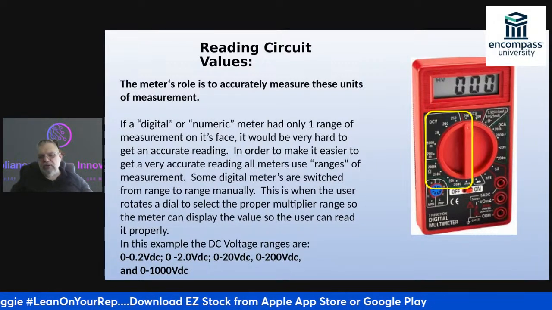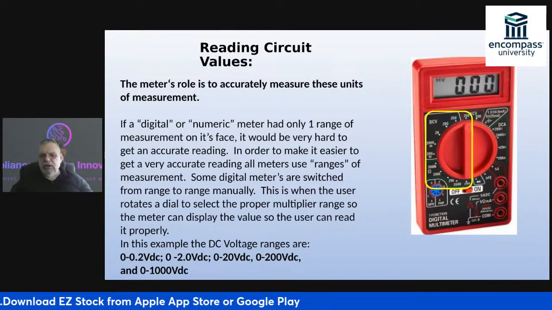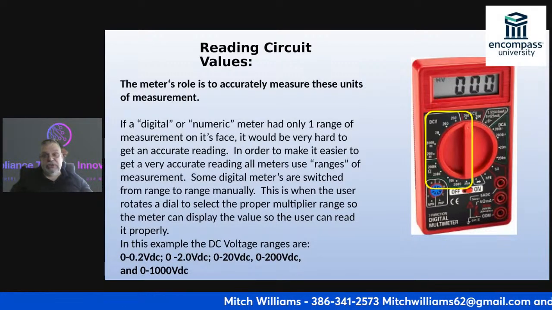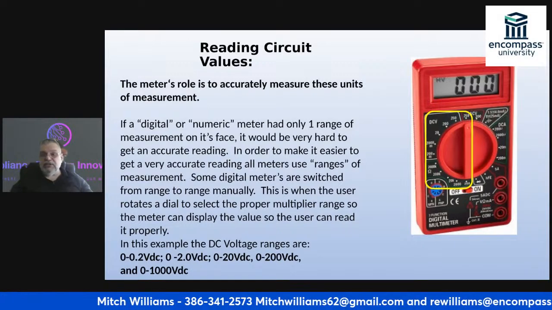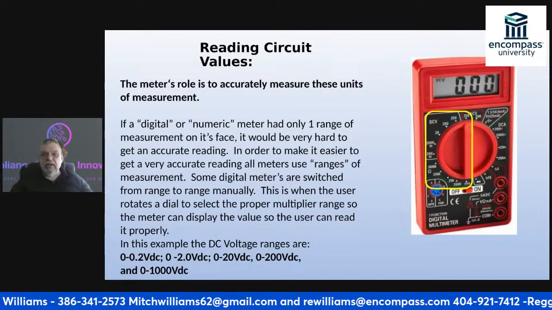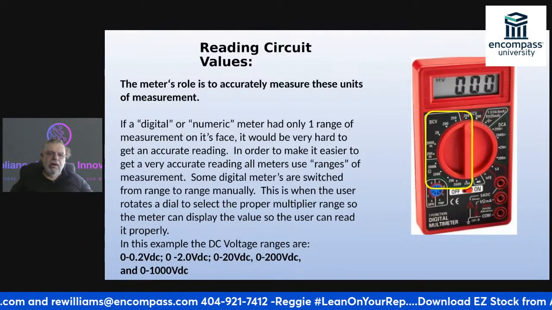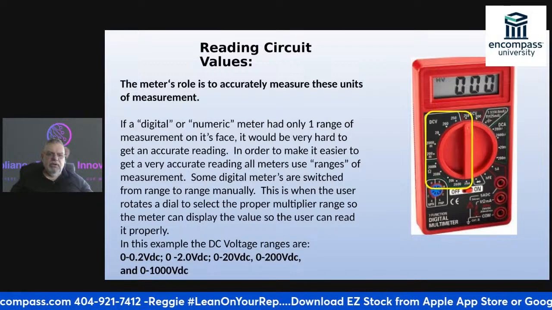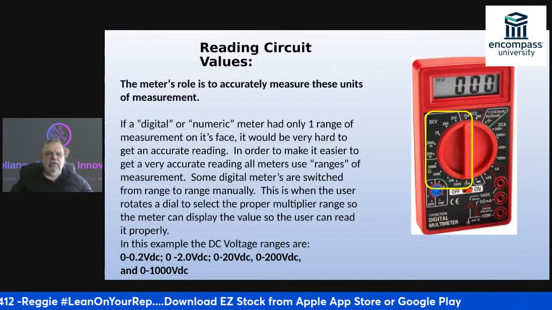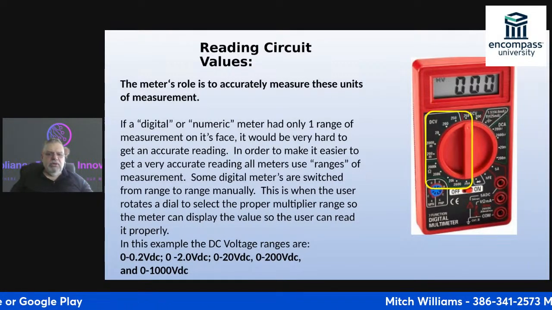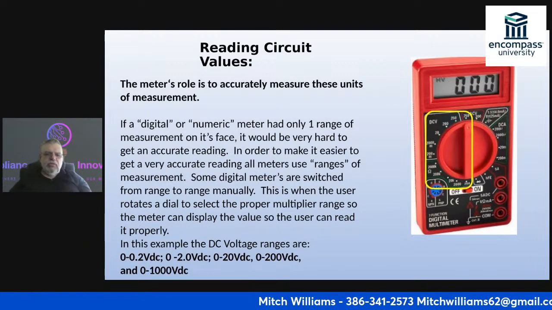Can I measure, what am I looking for? I can't put it in the oven and measure heat with it. This is just DC volts, AC volts, ohms. That's all that this meter will measure. If a digital or numeric meter has only one range of measurement on its face, it would be very hard to get an accurate reading. In order to make it easier to get an accurate reading, all meters use ranges of measurement. Some digital meters are switched from range to range manually.